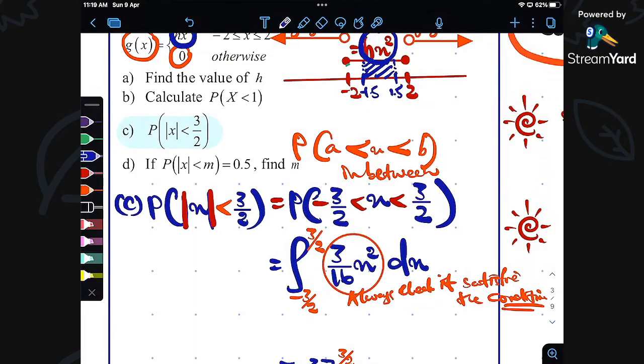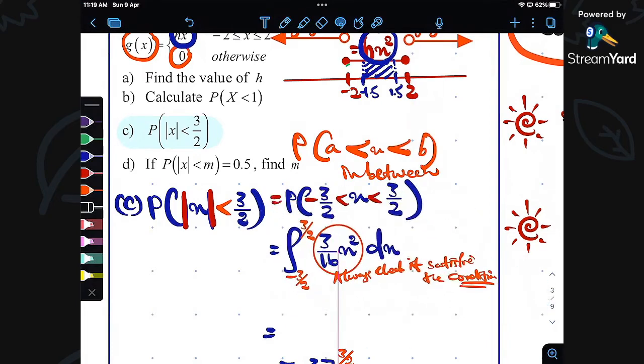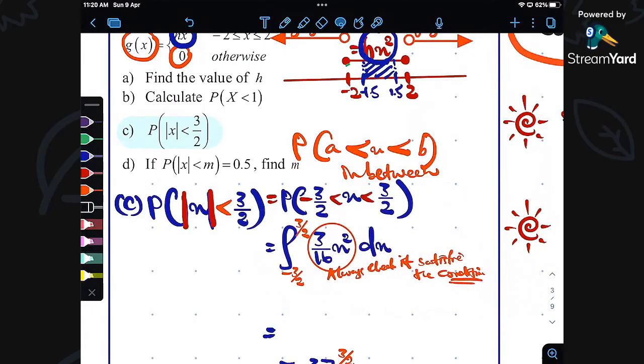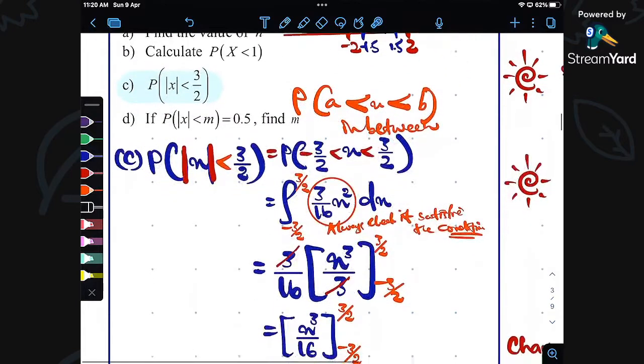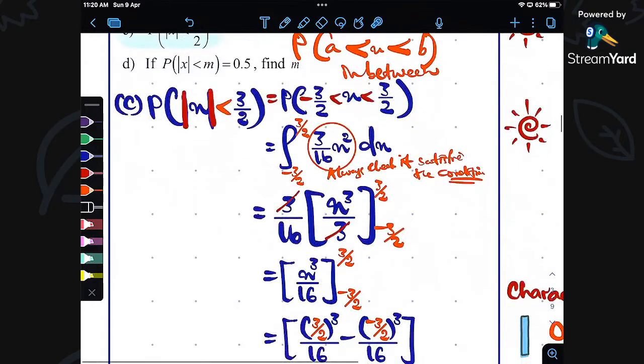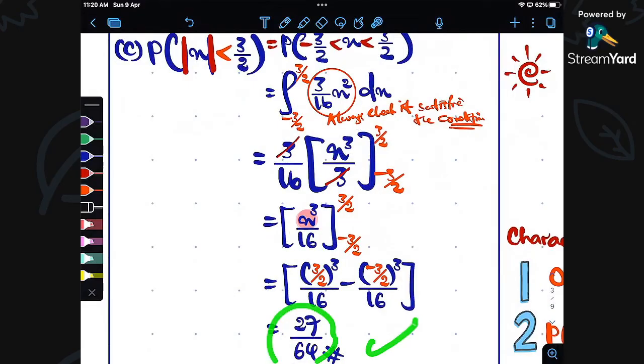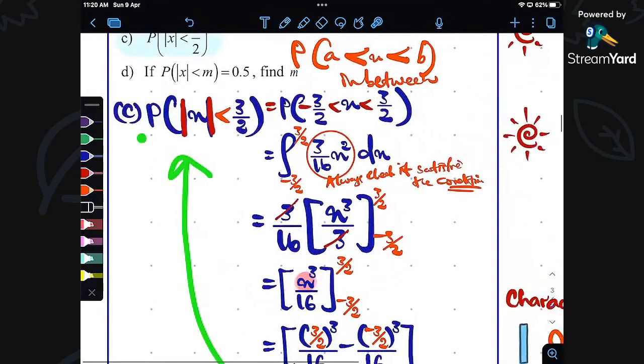And now our job is to integrate it, right? Sorry, I have to make this a bit smaller because I don't have space there. Now we need to integrate it. I put 3 over 16 outside, so I'll be left with x cubed over 3. Then we must always put the limits, negative 3 over 2 until 3 over 2. Don't forget, we can also cancel the number 3 to simplify it. Then I can sub in my x for these two limit values, and I get my answer, which is 27 over 64 for the probability of modulus x less than 3 over 2.